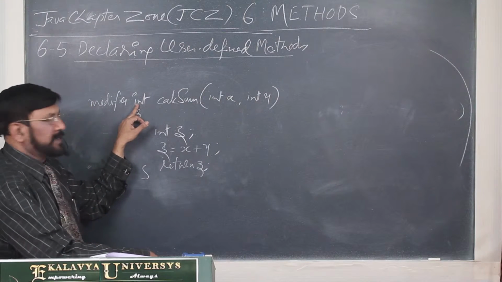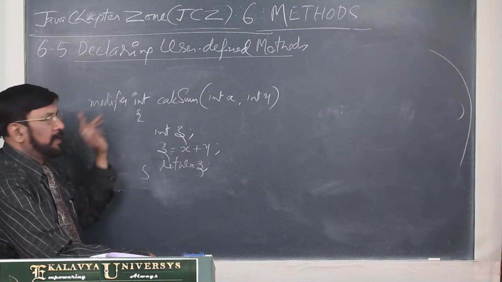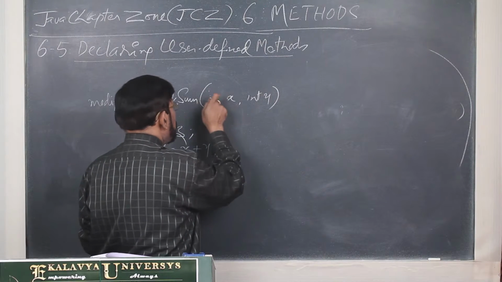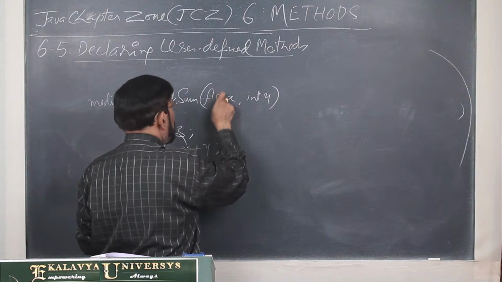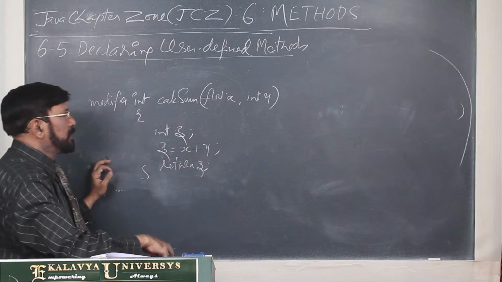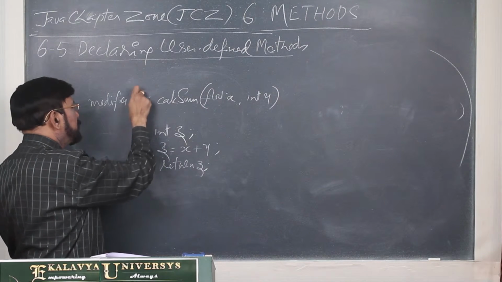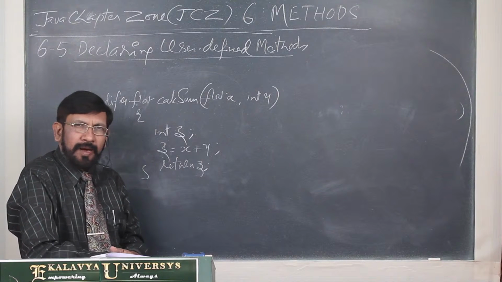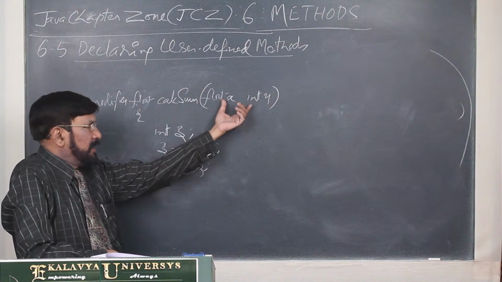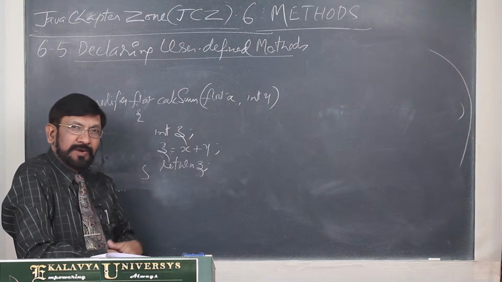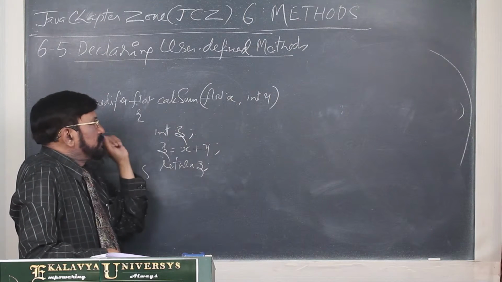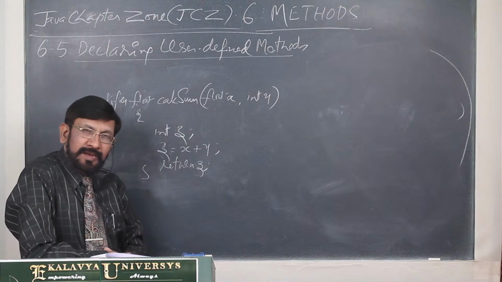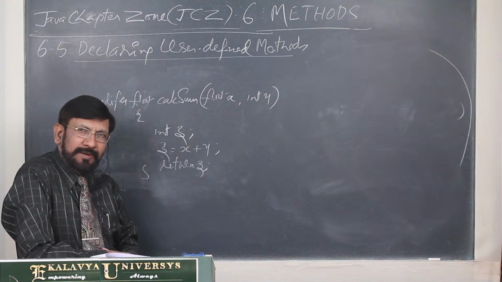Now you see, int x, int y, int plus int, so what is it returning? Int type. Suppose this is float and int, then float plus int becomes float. In that way, always depending on the given types of arguments, we have to define the return type. That is very important.